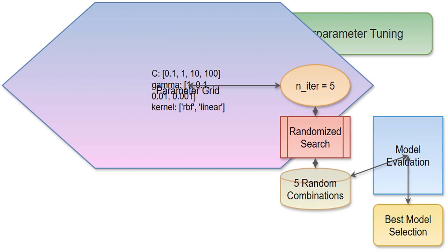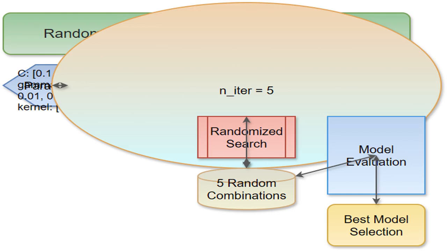The question then asks us to consider how a randomized search process would explore only a subset of these options. Isn't that interesting? This line sets the parameter n_iter to 5. In the context of RandomizedSearchCV, this dictates that only 5 random combinations of hyperparameters from the parameter grid will be evaluated, not all possible combinations.